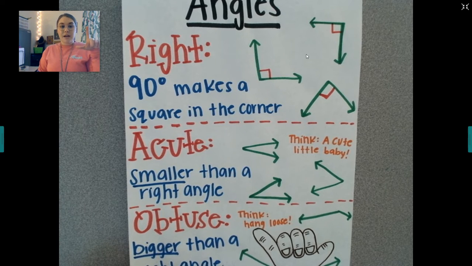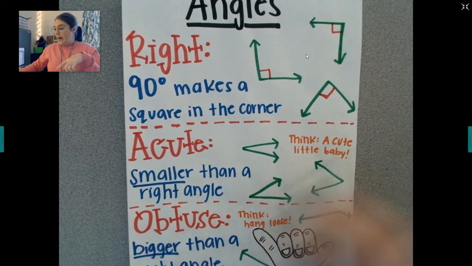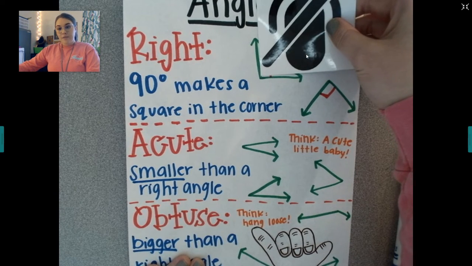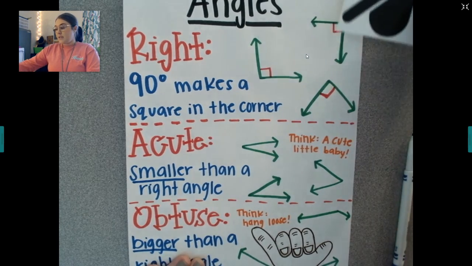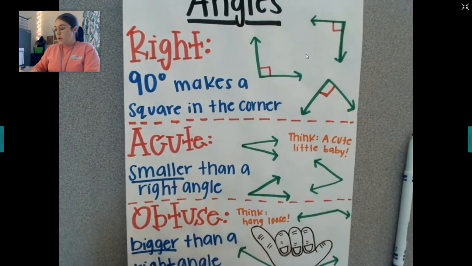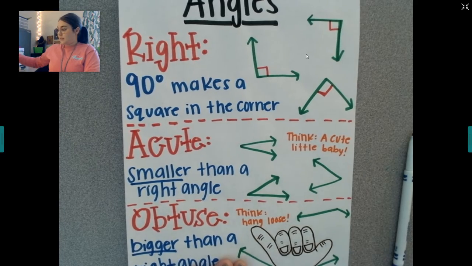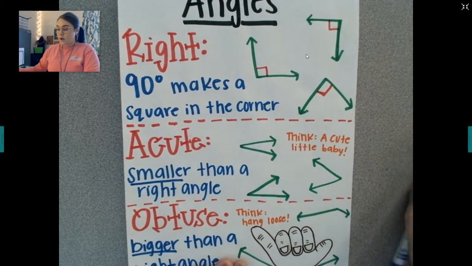That's what I always think of for right angles. It's a perfect L. If I were to take a piece of paper and put it in the corner of the angle, it would be perfectly square. Perfectly square. And most of the time we label right angles with this little square in the corner.